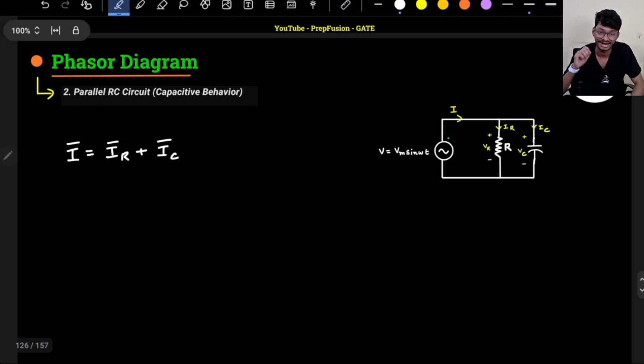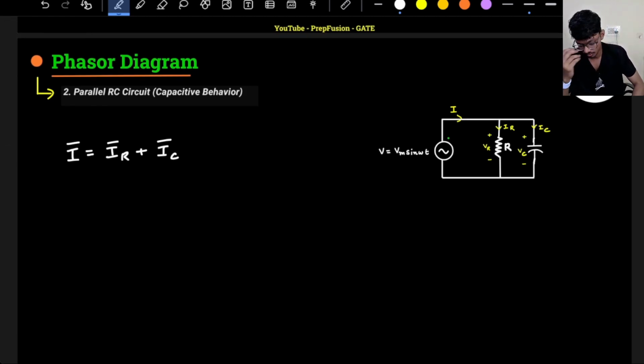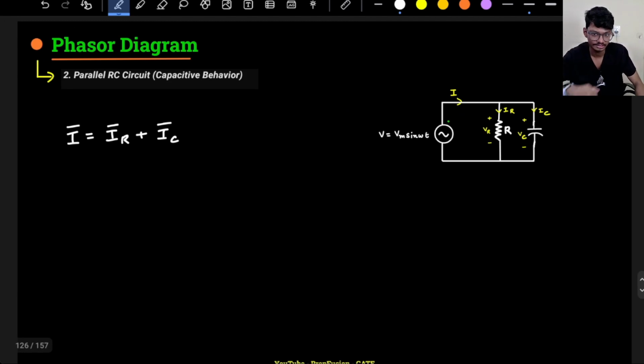So now let's do the RC circuit. We will do the RC circuit on the quicker side. Here again we will do the same analysis. I equals the phasor sum of IR plus IC. For a parallel RC circuit, of course, the behavior will be leading. This much we know.